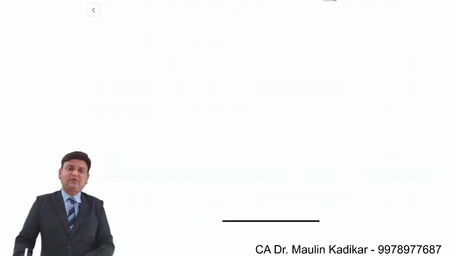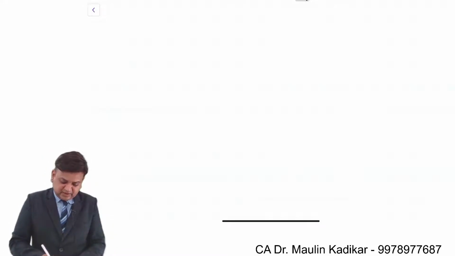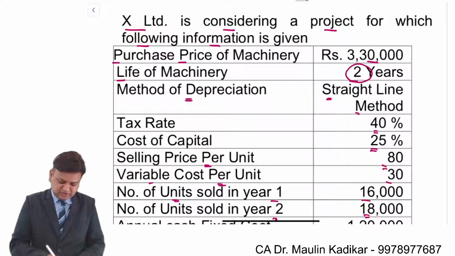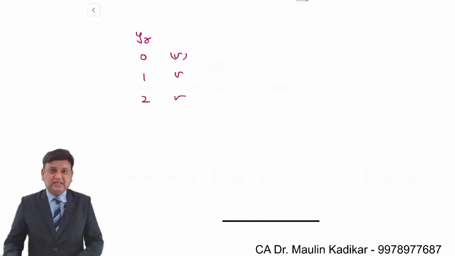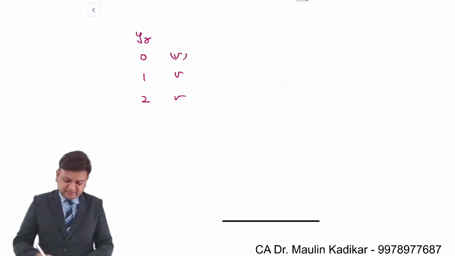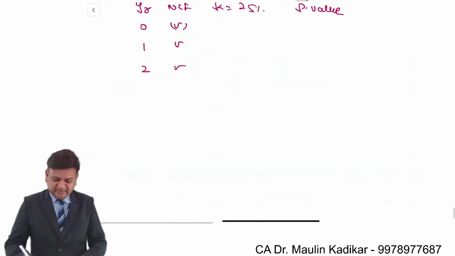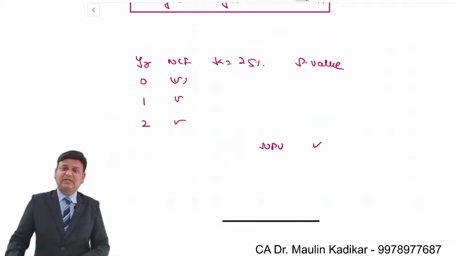Now, when I say that we are required to adopt the NPV criteria, something like this will come to your mind: year 0, year 1, year 2. The life of the project is 2 years. We have to prepare the cash flow series over this time period of 2 years, that is, what is the net cash flow over these 2 years. It will be discounted at the rate of 25%. We'll compute the present value, and based on that, we can calculate the NPV of the project. This is what comes to our mind.